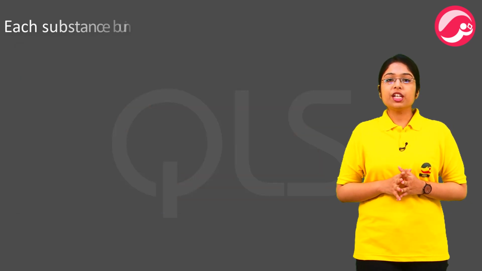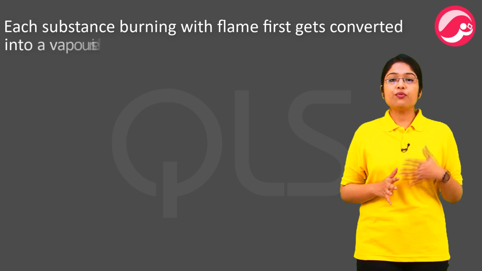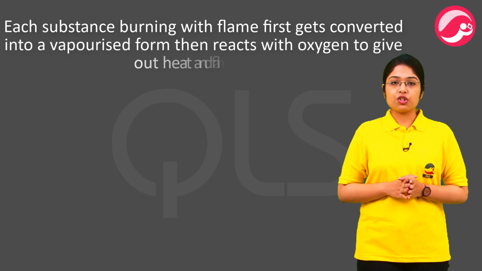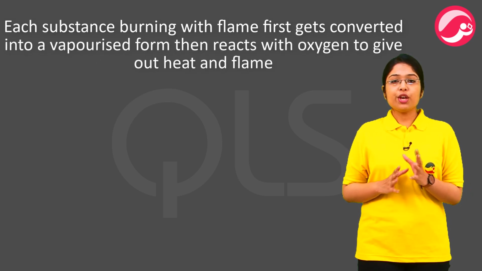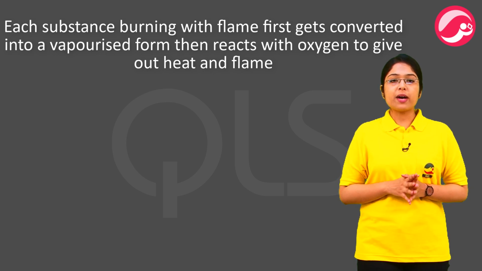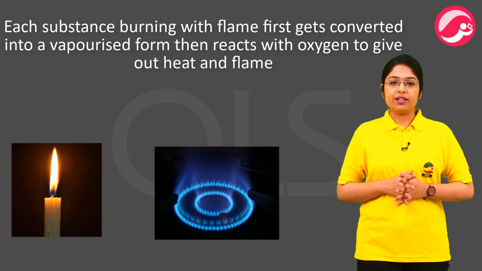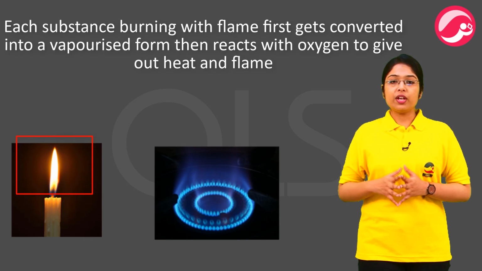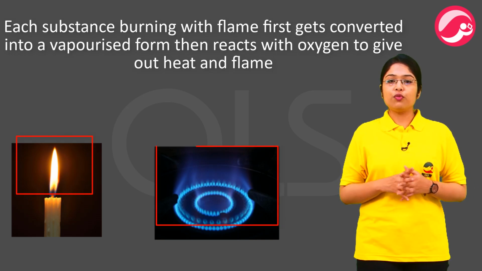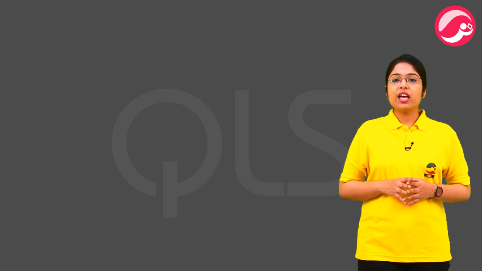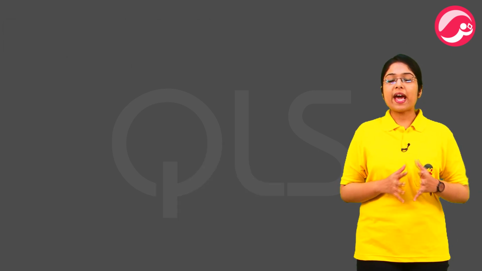Each substance burning with a flame first gets converted into vaporized form, then reacts with oxygen to give out heat and flame. If you have ever noticed, the flame produced by a candle and the flame produced by LPG are both different. Candle burns with a yellow flame while LPG burns with a blue flame. Actually, every element has its own characteristic flame. This can be used to detect an element.